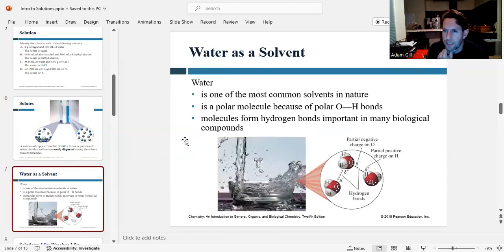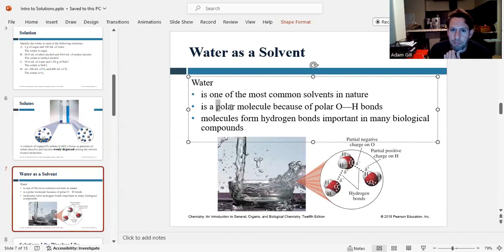So the next couple slides, we're going to talk about types of solvents. And so on Earth, like 70% of the surface of our planet is water. So most of the solutions we're going to be talking about have water as the solvent. It's probably the most common solvent in nature.